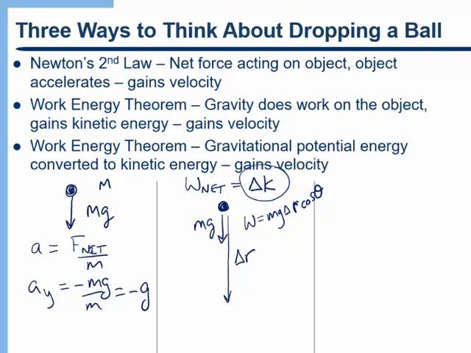The new way, and the way that we're going to be looking at this from this point on, is that instead of calculating the work done by gravity, we define a new quantity called potential energy. And what we say is the object starts out with potential energy.